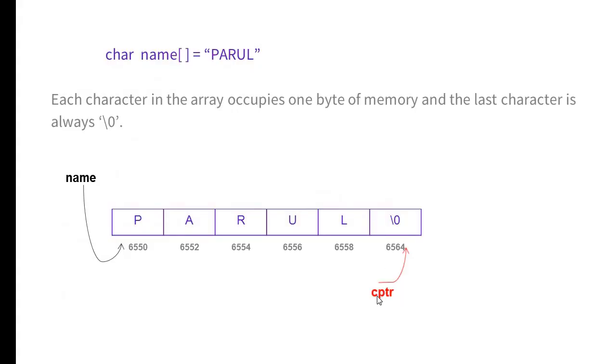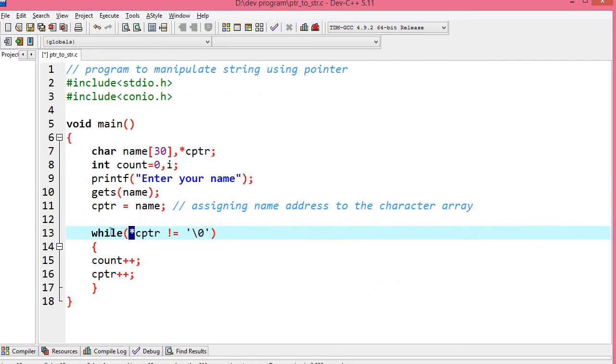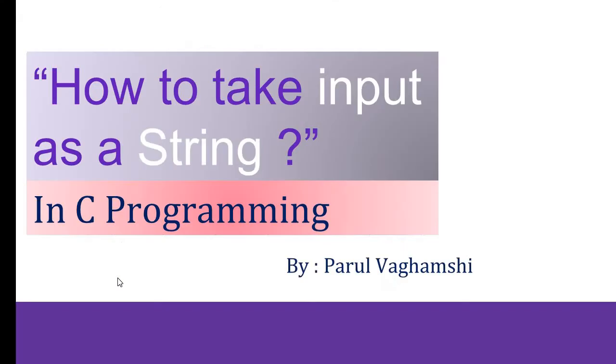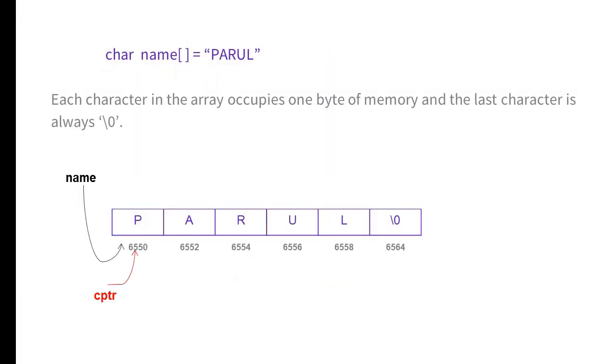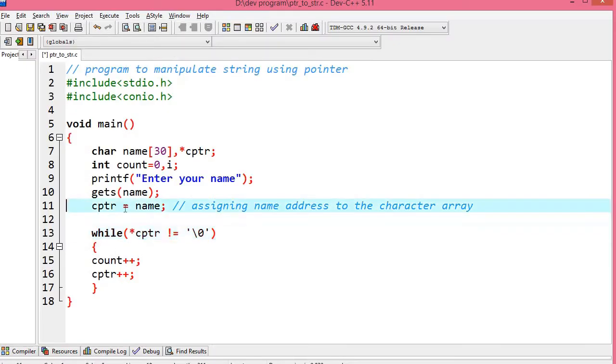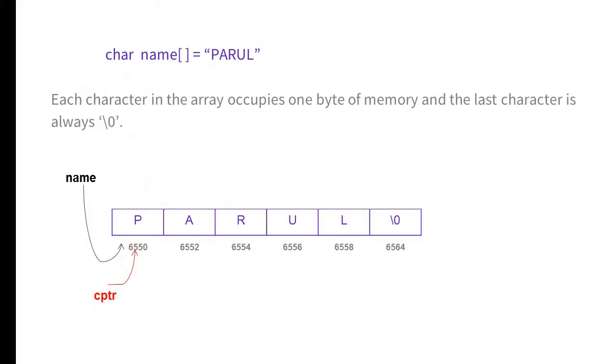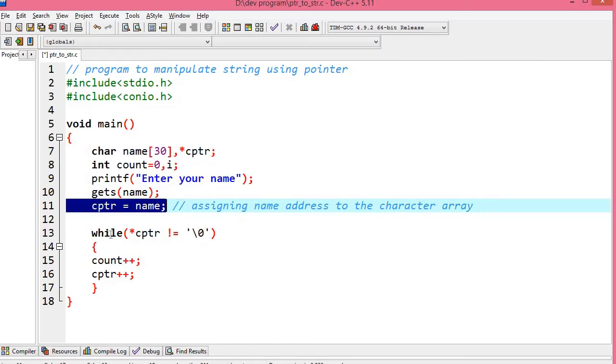Okay, when I say only cptr, that means I am referencing this memory address, but when I say star cptr, then I am referencing the value at this particular memory location. So while this value does not equal the null character, we are just performing an increment operation on this count variable and this cptr pointer. Originally, once I write this statement, the scenario is like this. After that comes our while condition.